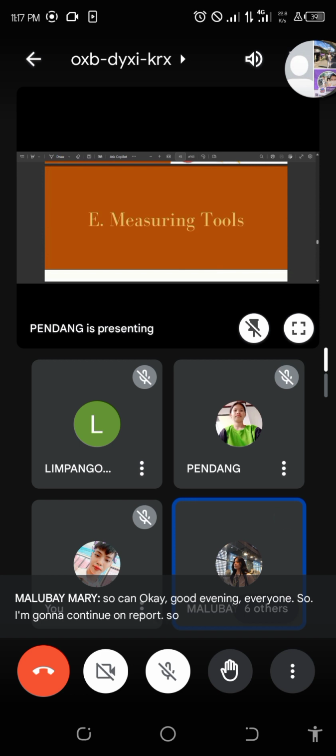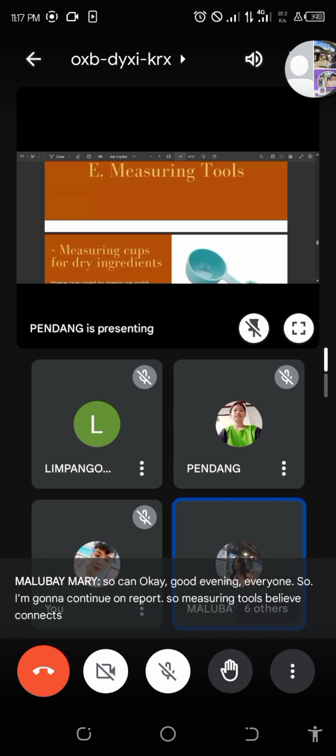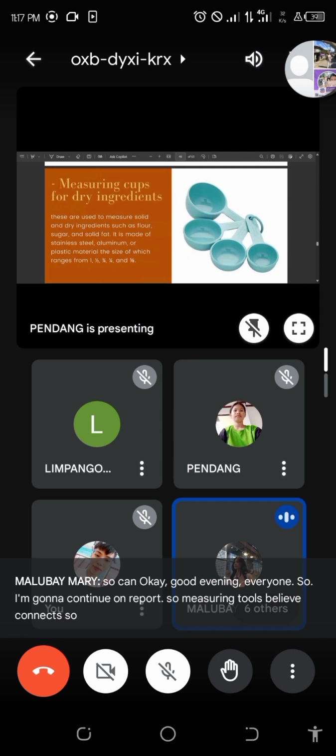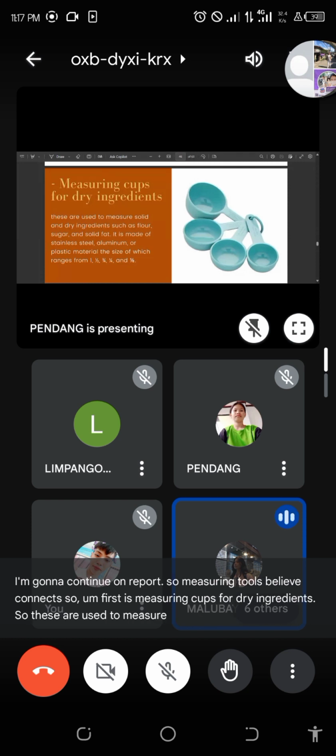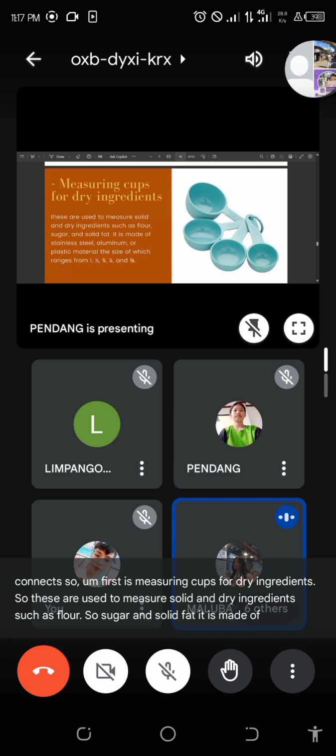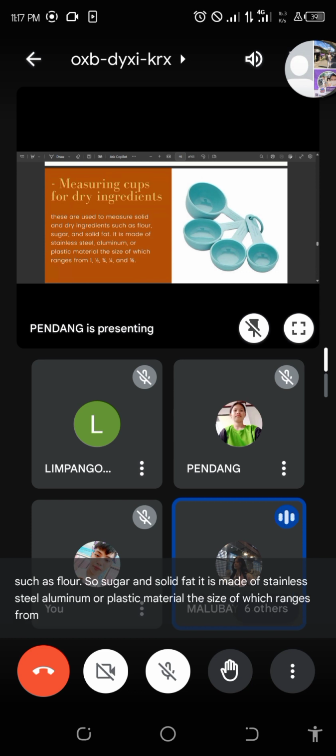So, measuring tools. The first is measuring cups for dry ingredients. These are used to measure solid and dry ingredients such as flour, sugar, and solid fat. It is made of stainless steel, aluminum, or plastic material, the size of which ranges from 1, 1/2, 3/4, 1/4, and 1/8. So that is the measuring cups.